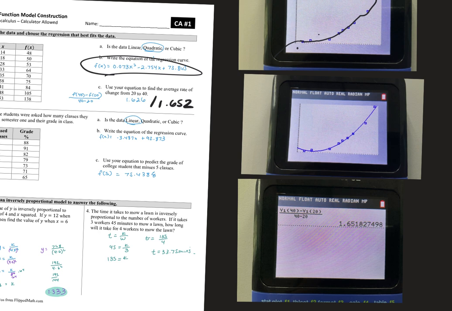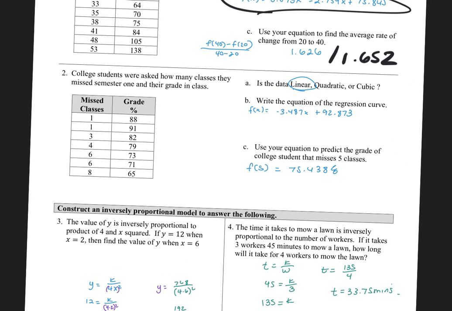Don't stress out if you got 1.652. You did it more accurately because you stored your Y1. Not all calculators are allowing the store of Y1. So in that situation, you'd have to take that 0.73x squared and plug in 40, plug in 20, and then do it as 40 over 20. So that's probably where that 1.626 comes from. All right, questions on 2.